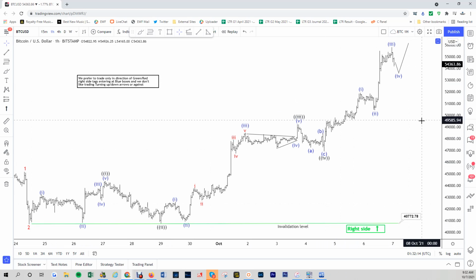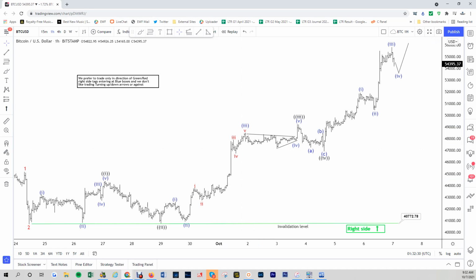Then after we got a wave 4 pullback in 3 waves, we need to measure to see how deep the retracement is. And it needs to be at least a 23.6, 38.2% retracement ideally. And that should be your wave 4 for the next leg higher again.